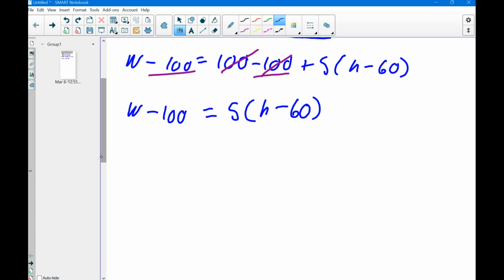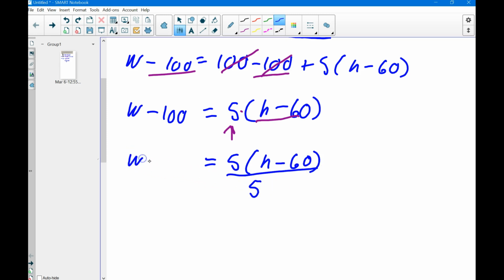So, getting closer, but not there yet. I can't touch what's inside the bracket right now, so I need to get rid of this one here. How do I get rid of 5? Well, there's multiplication going on right here, so I just do the opposite operation. I divide. It's kind of like having children: say do one thing, they do the opposite. It's multiplication, do the opposite. So I have 5 outside of H minus 60, divide that by 5.